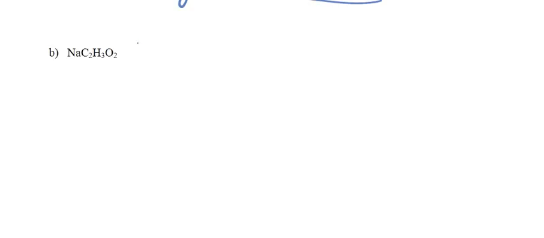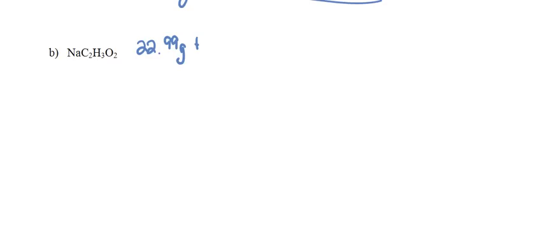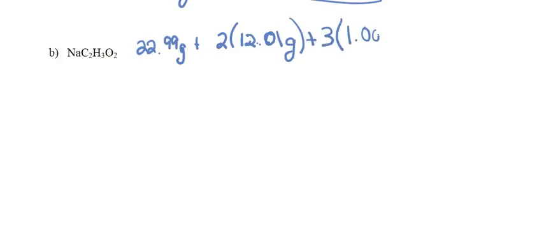22.99 grams plus carbon, which has a molar mass of 12.01. And we have 2 of those, so 2 times 12.01 grams. Plus we have 3 hydrogens, and a hydrogen has a mass of 1.008. And oxygen, which we just did a second ago, has a molar mass of 16.